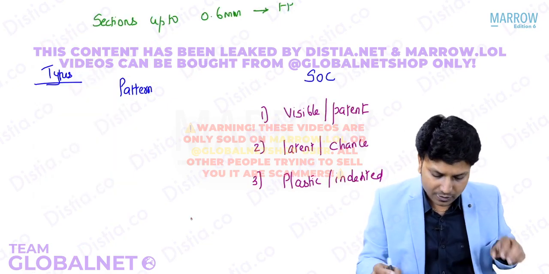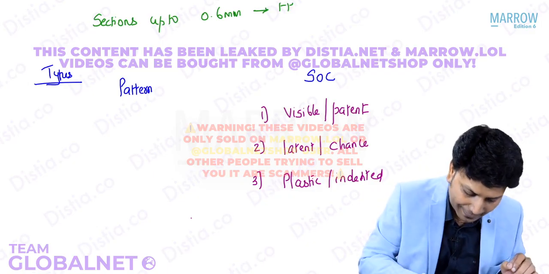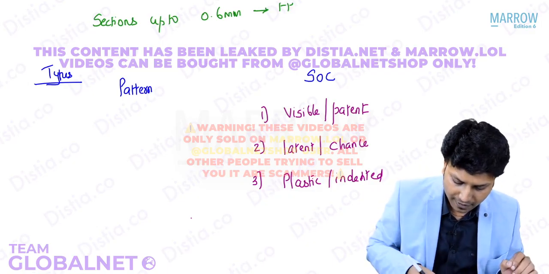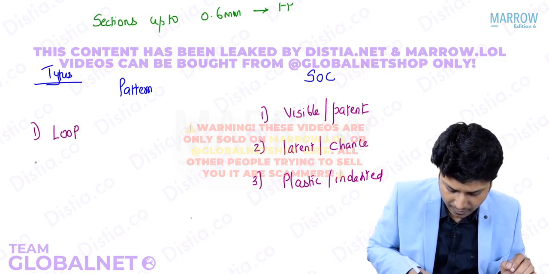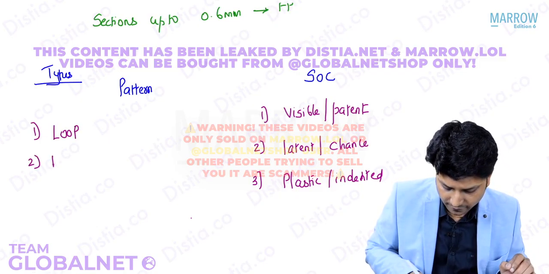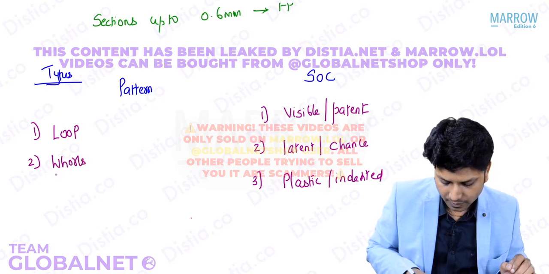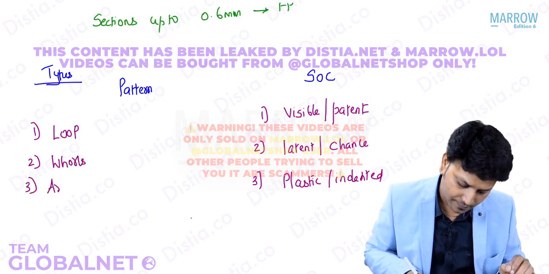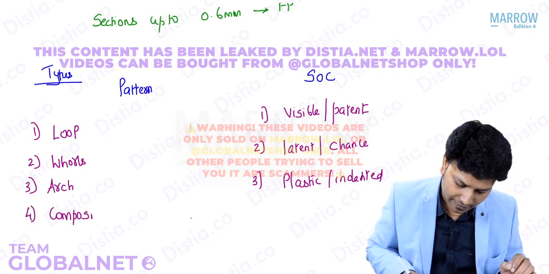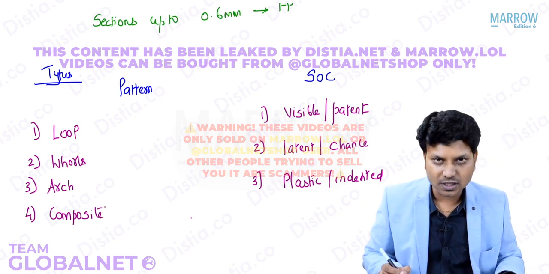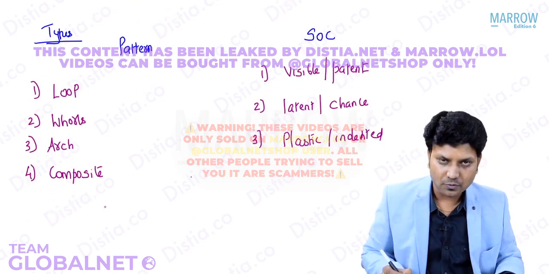Fine. Now let us talk about the types based on the pattern of the fingerprint. Number one, you remember, is the loop pattern. Number two is whorls. The third one is arch. The last one is composite. So we have loop pattern, whorls pattern, arch pattern, and the last one is composite. I'll show you what it is.